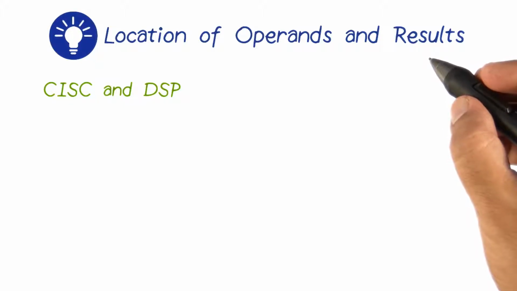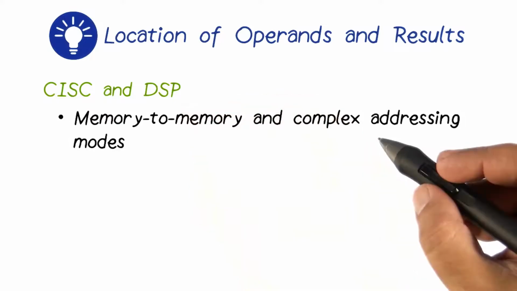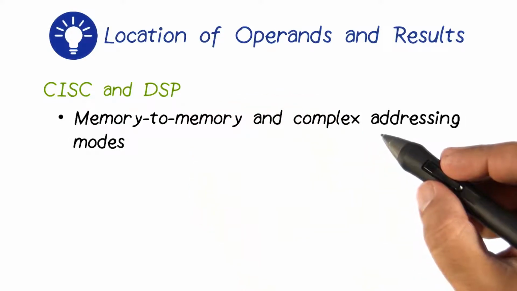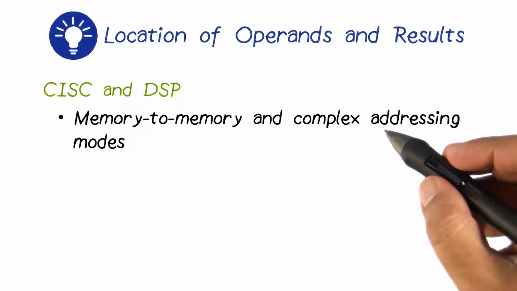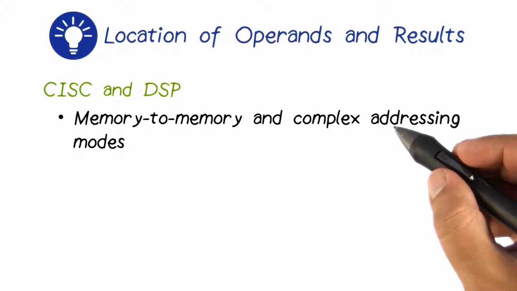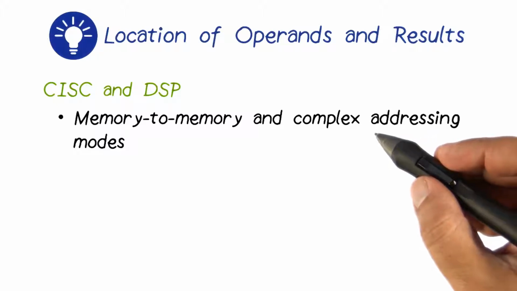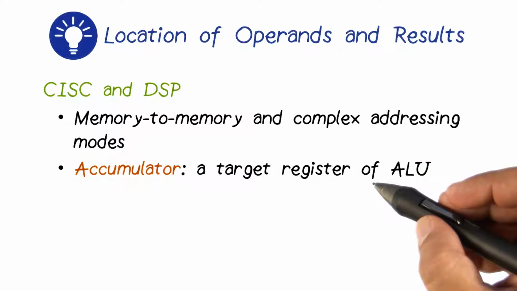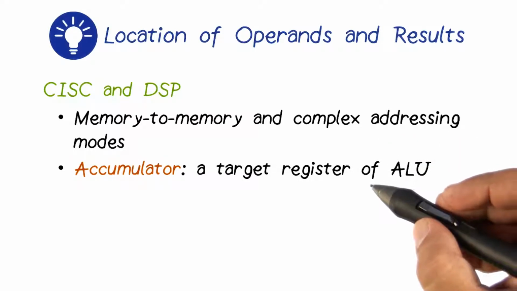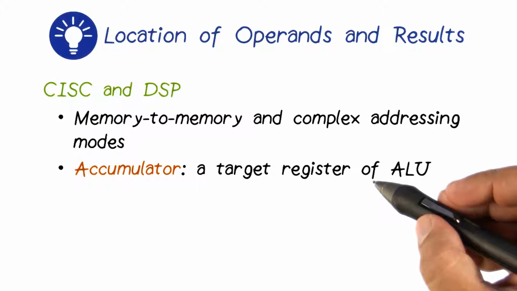Let's start with the CISC and DSP processors. One of the important characteristics of CISC and DSP processors is that all the operands reside in memory. So there are lots and lots of instructions which have to do with memory-to-memory operations. And in addition to those, there are complex addressing modes which allow you to fetch the data in a variety of ways from the memory and also store it. In addition, especially in DSPs, there are specialty registers to hold the partial results so that we don't have to go to memory very often.